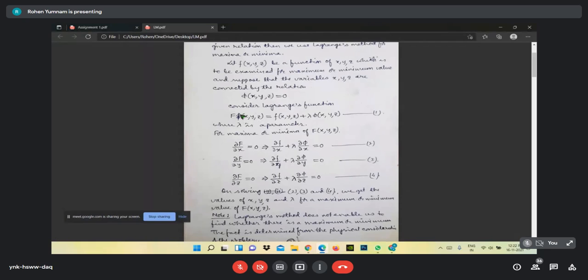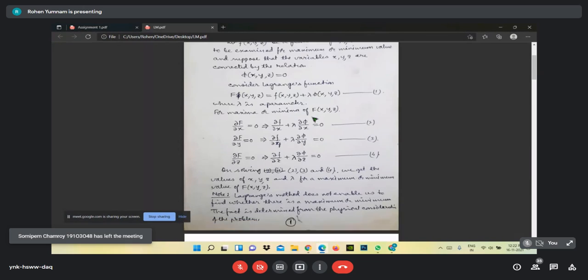And consider the Lagrange function. The Lagrange function will be written like this, by this equation 1. By connecting these two, this F is a new function. We are writing it by connecting the f function and the phi function. Actually, f and phi are not connected, but we are writing like this. What you have to know is that f is an expression and phi is an equation. Phi is an equation, f is an expression. You have to understand this.